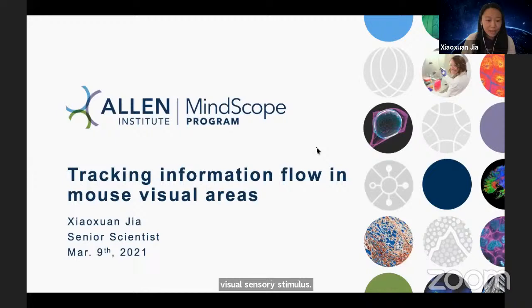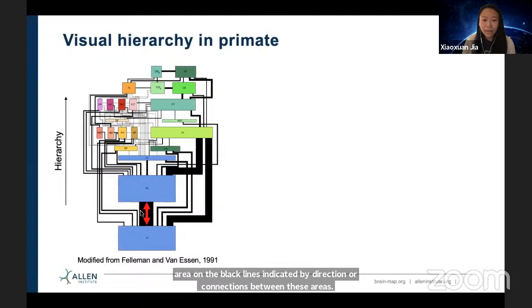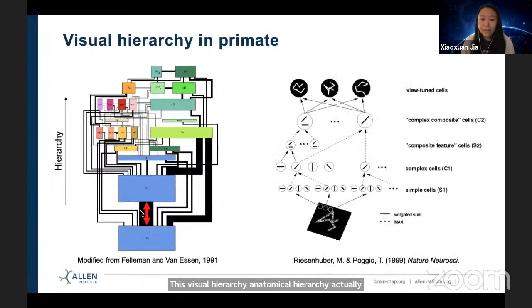We know the visual areas have a modular structure, and with anatomical tracing experiments in primates, these visual areas are found to be organized hierarchically. Here is a diagram showing the visual hierarchy in non-human primates. Each box represents a different area, and the black lines indicate bidirectional connections between these areas. This anatomical hierarchy actually supports a functional hierarchy as well. With converging and diverging connections between processing stages, it supports the integration of information, which provides an enlarging of receptive field size and complexity along the hierarchy and supports tolerant representation at the top of the hierarchy.